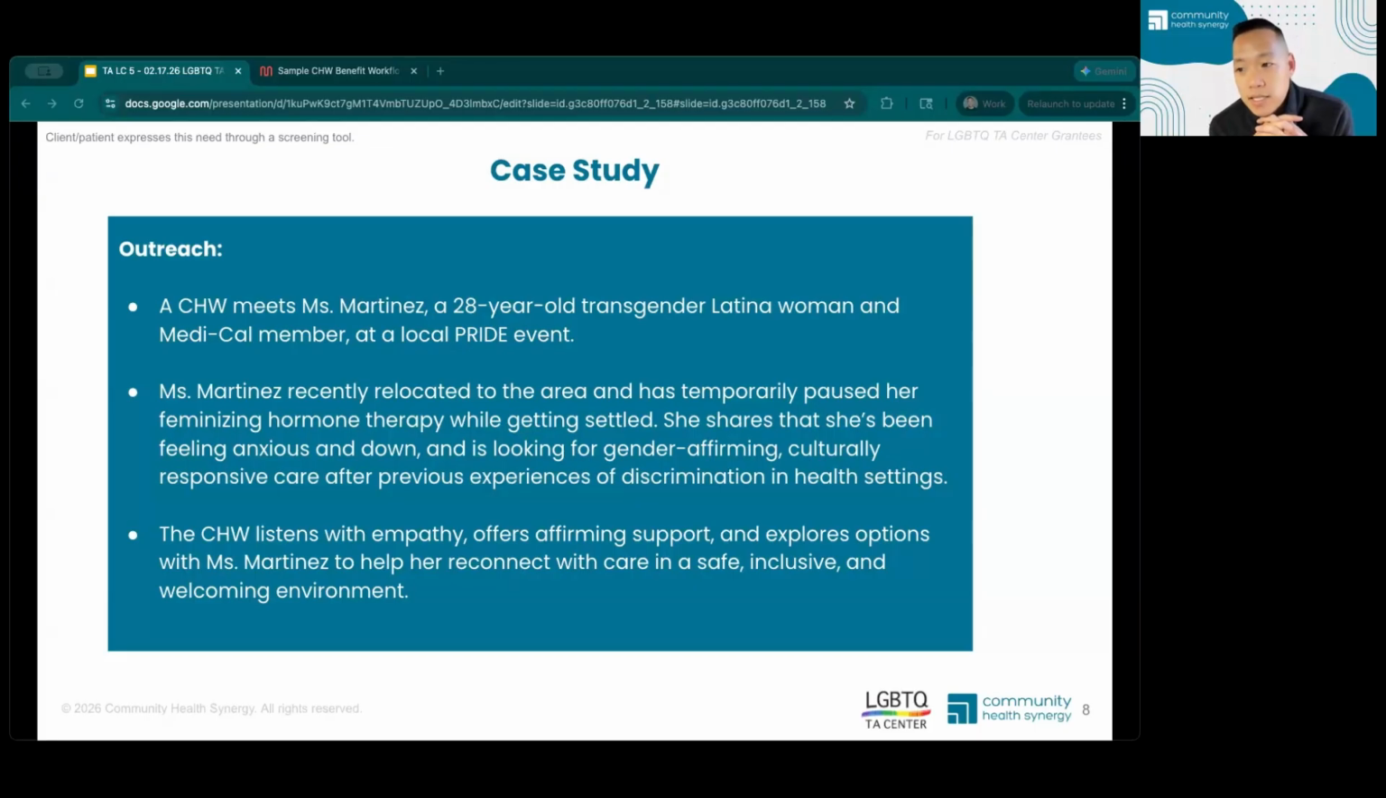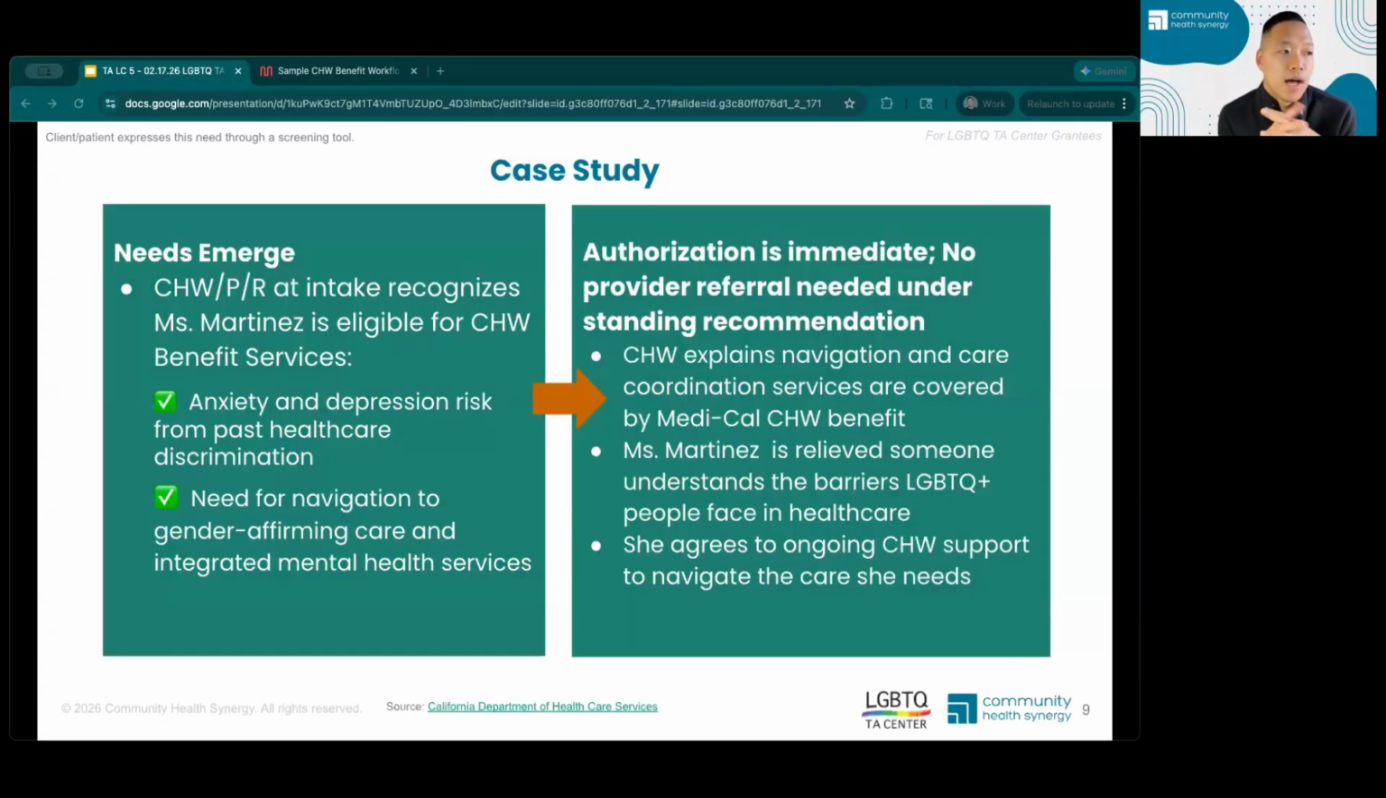The CHW listens with empathy, offers affirming support, and explores options with Ms. Martinez to help her reconnect with care in a safe, inclusive, and welcoming environment. So this is our case study. So we're going to keep Ms. Martinez in mind as we go through the standing recommendation policy.